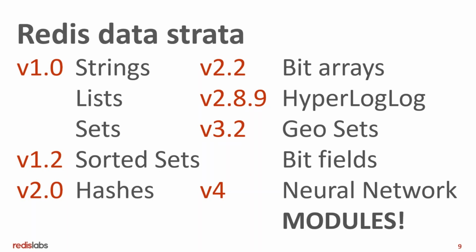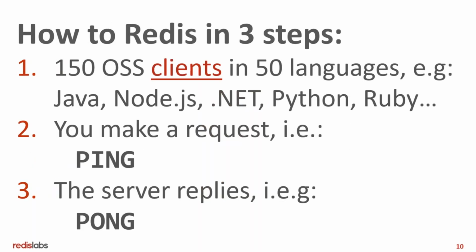So with this brief introduction, you should also know how to work with Redis. As I've mentioned earlier, Redis is a server. It's a database server, so you'll need a client in order to connect to it. You can choose one of the 150 or so open source clients that are available in practically any conceivable programming language. And once you have the client, all you need to do is make a request to the server, of course, after connecting to it, such as ping, and the server should reply to you with the reply. In this case, it's pong.